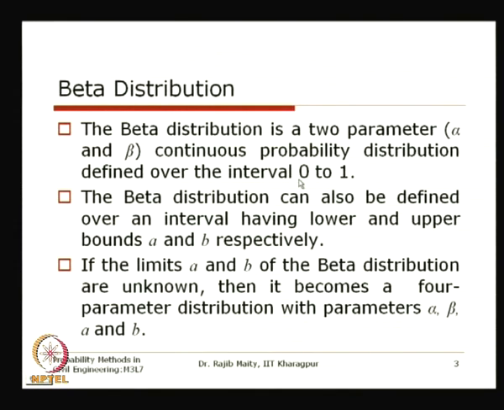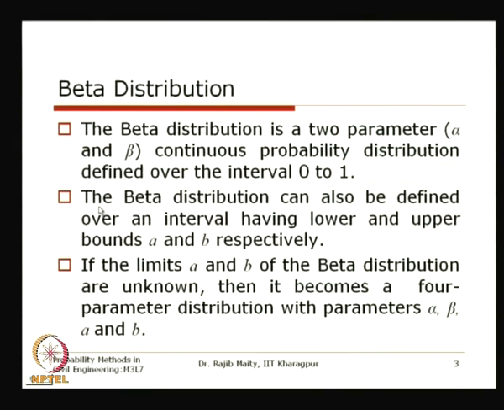So, when we define this beta distribution on the interval 0 to 1, it is known as the standard beta distribution. This is similar, in the sense that we also used the same terminology for the normal distribution and the standard normal distribution in the last lecture. Similarly, when this beta distribution is defined over the interval from 0 to 1, it is known as the standard beta distribution.